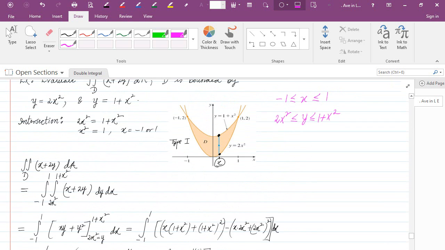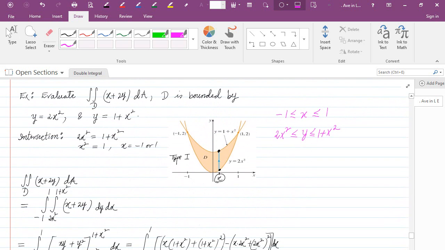Okay, so that's how we can compute the double integral over a type 1 region. In the next video, we'll be seeing more examples.